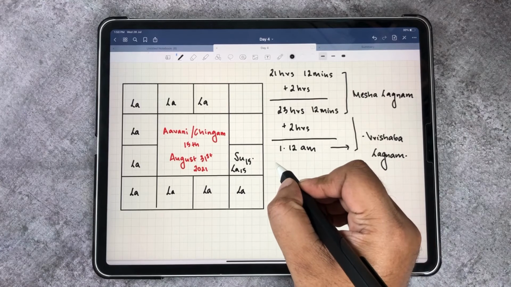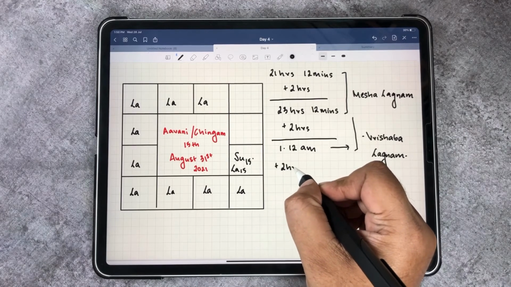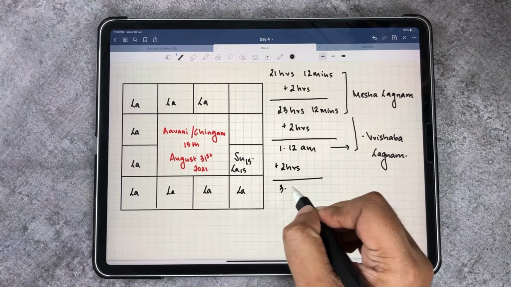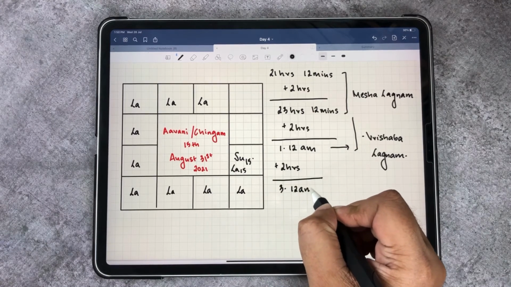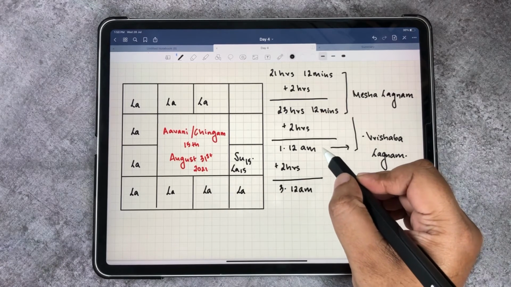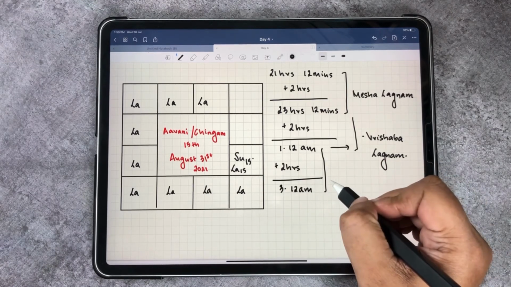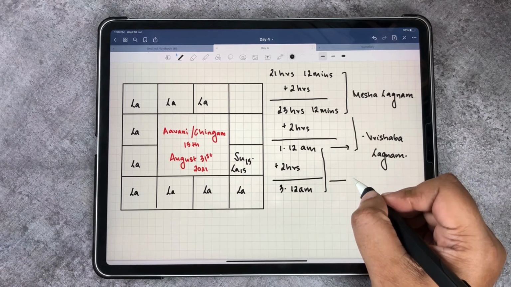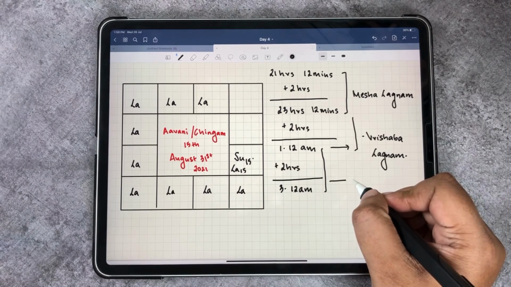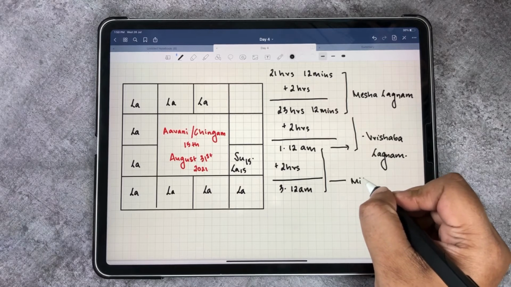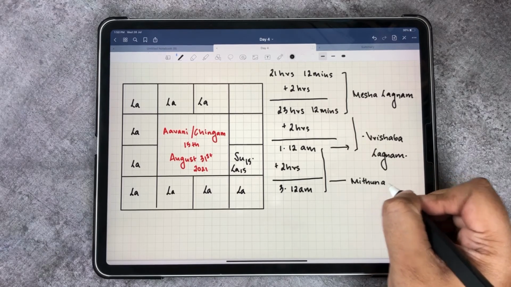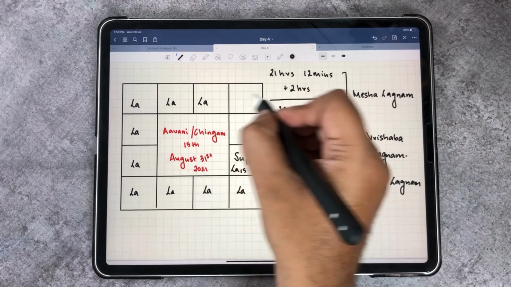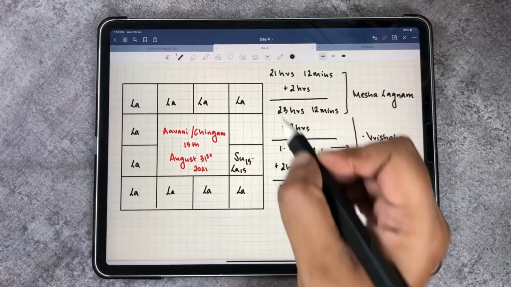Next, add 2 hours again. You will get 3:12 a.m. So from 1:12 a.m. to 3:12 a.m., that is early morning, what will you have? You will have the Mithuna Lagnam. Here, right?